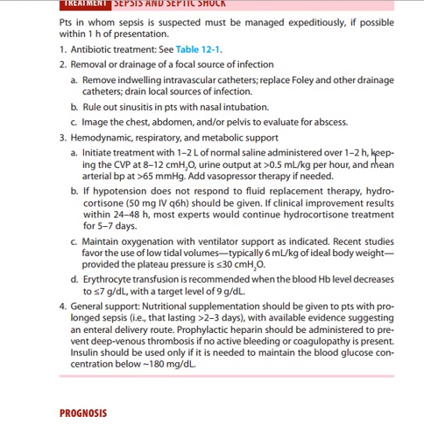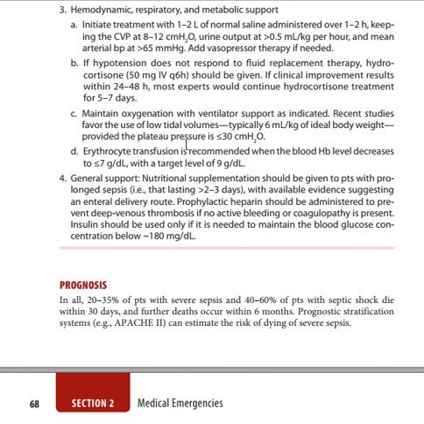So if you have septic shock, we start with 1 to 2 liters of normal saline, that's a crystalloid, over 1 to 2 hours, keeping the central venous pressure between 8 to 12 centimeters of water. The urine output should be greater than 0.5 mL per kilogram per hour, and the mean arterial blood pressure should be greater than 65 millimeters of mercury. You can add vasopressors if you need.